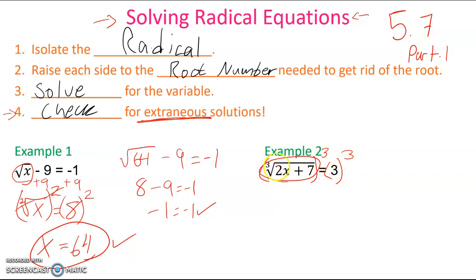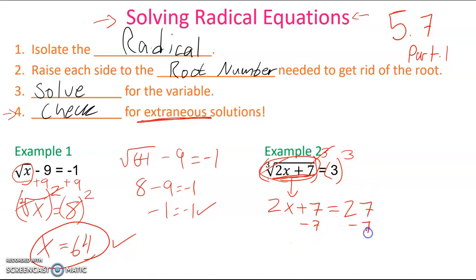And then again, if you raise these to each power, the root cancels out. You are left with whatever is underneath the radical. That does not change. It is 2x plus 7 underneath. All you do, when you cube both sides, you get rid of the radical. You're left with what is underneath, 2x plus 7, equals 3 to the third power, which is equal to 27. And then from there, we solve for x.